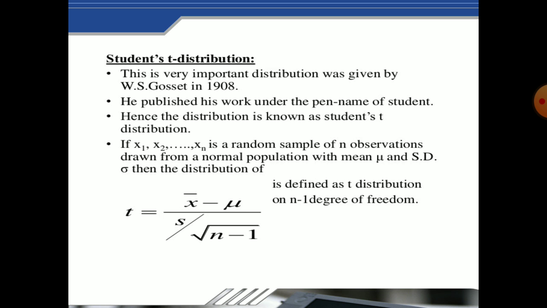Now we come to our main topic, students t distribution test, and this is a very important distribution. This distribution was given by W.S. Gossett in 1908. He published his work under the pen name of Student. Hence, the distribution is known as the student's t distribution. And what is the formula for this statistic? That is almost the same as for the large sample test.